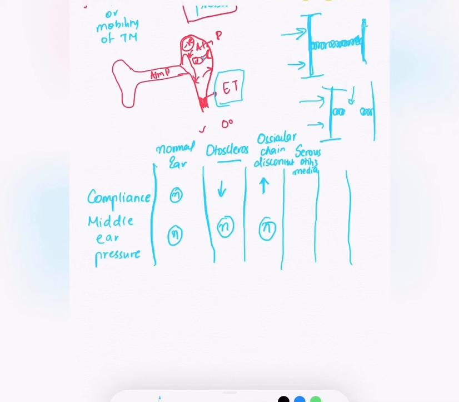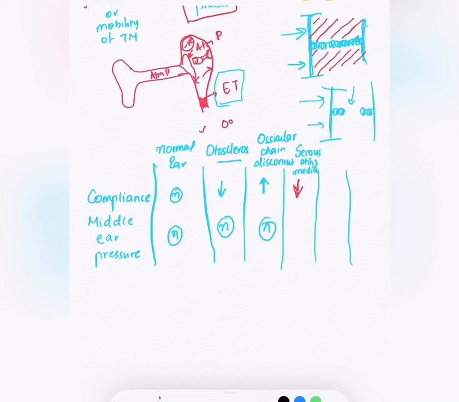Fine. So what will happen to the compliance? Because of the fluid, suppose you fill this chamber with some fluid. Obviously, if it is air, then the tympanic membrane can move easily, but because it is fluid now, it would be harder for the tympanic membrane to move. So compliance will decrease.